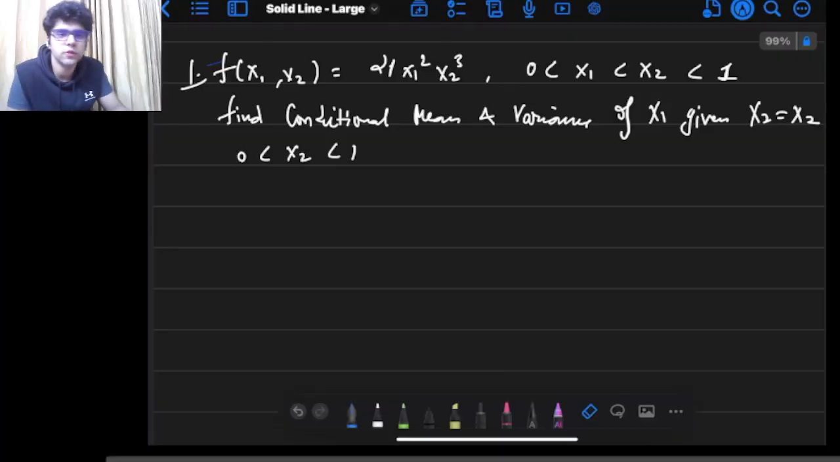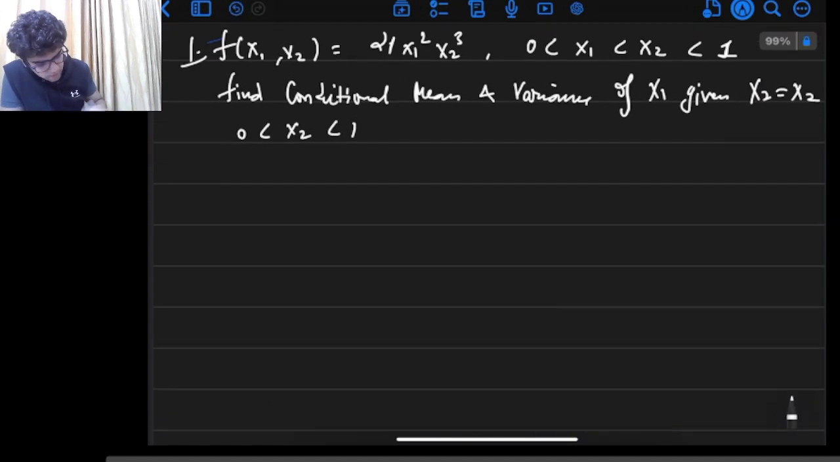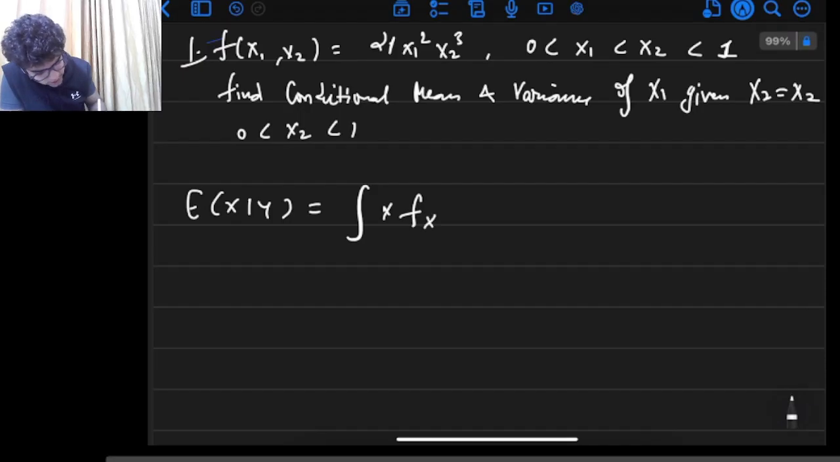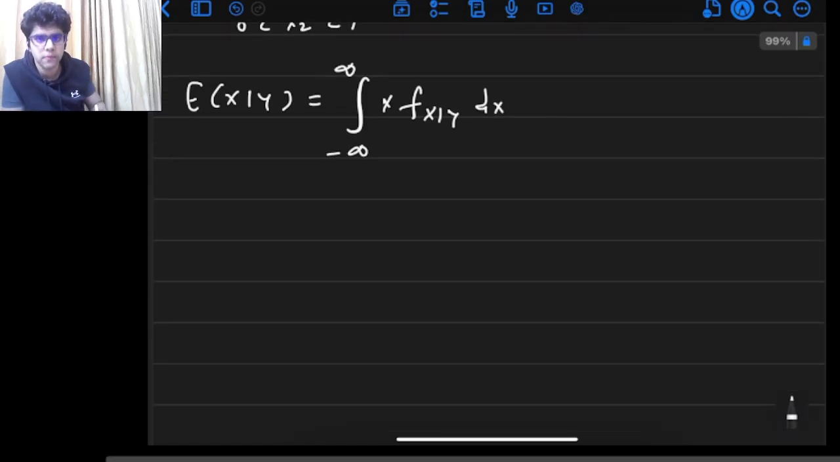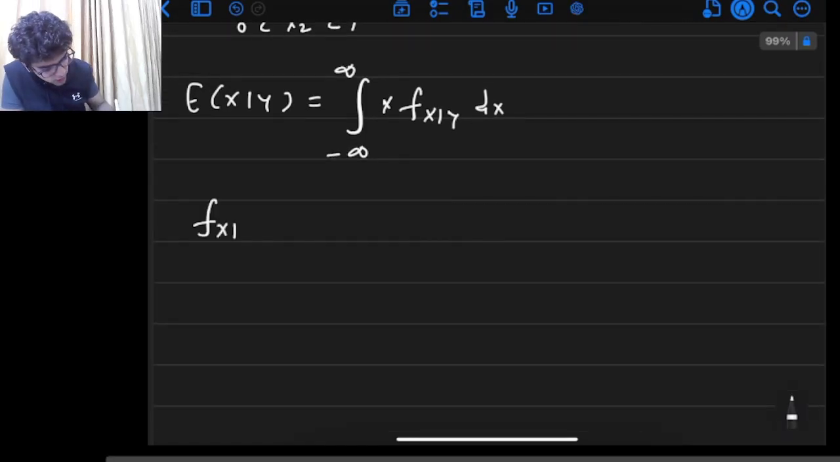Hey guys, so this is the first question. Let's solve this now. First let me write the formula for conditional mean and conditional variance. If I have two random variables x and y, the formula for conditional mean will be the integral of x f(x | y) dx from negative infinity to positive infinity. And how do I compute f(x | y)? This is just like how we calculate conditional probabilities. So this is just the conditional distribution. Let me show you how we calculate this.